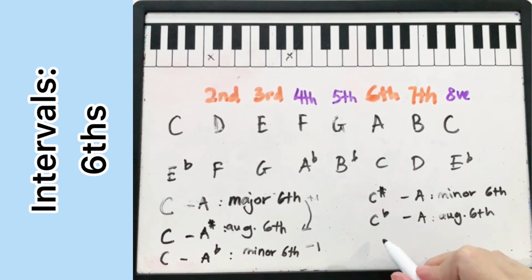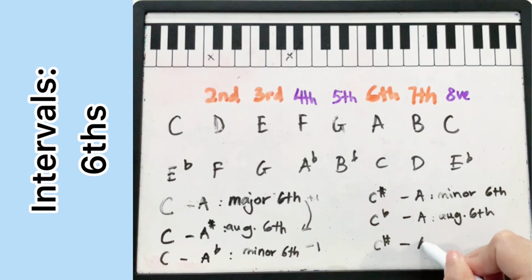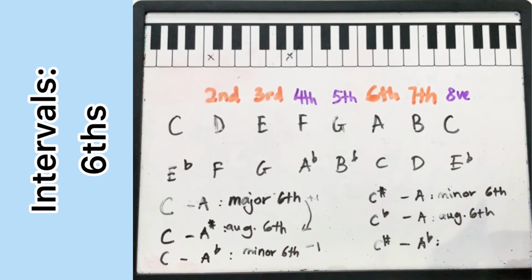And finally, here's our bonus question for today. What if we have C sharp and A flat? And if you have an answer for this, leave your answer in the comment section below to let everyone know how you got the answer, okay?